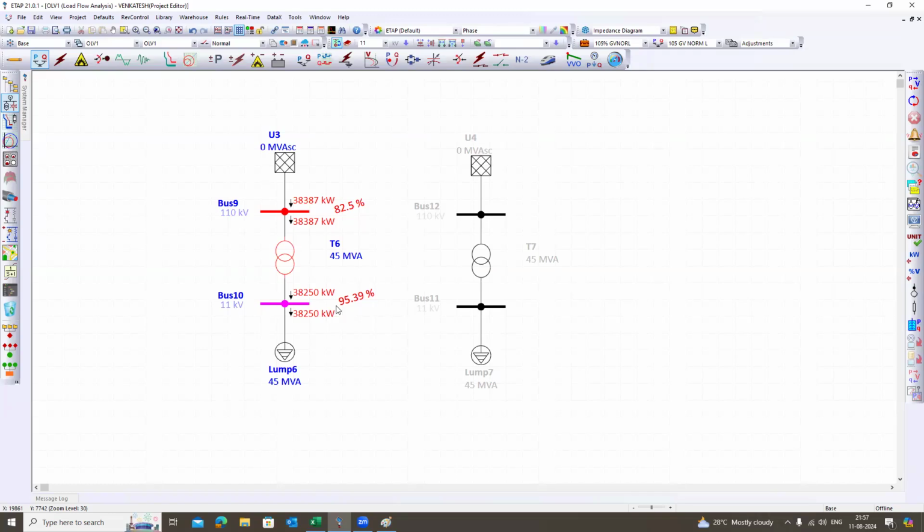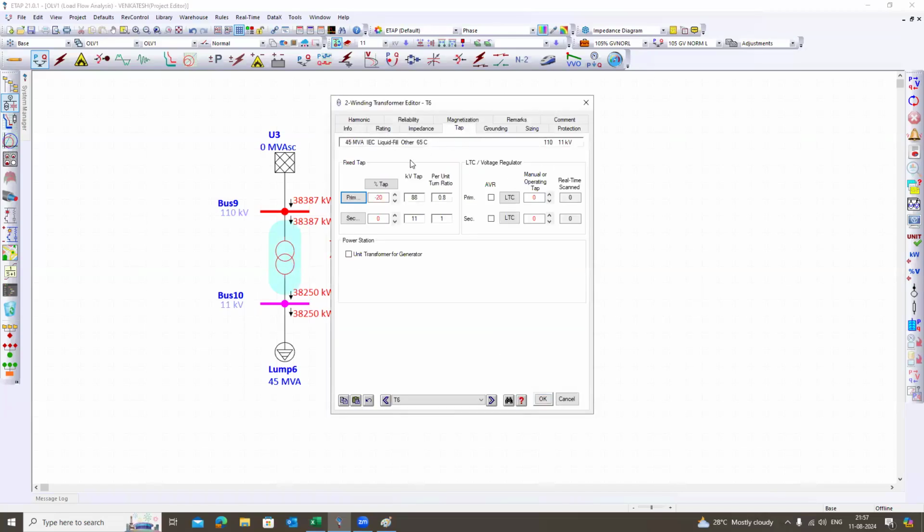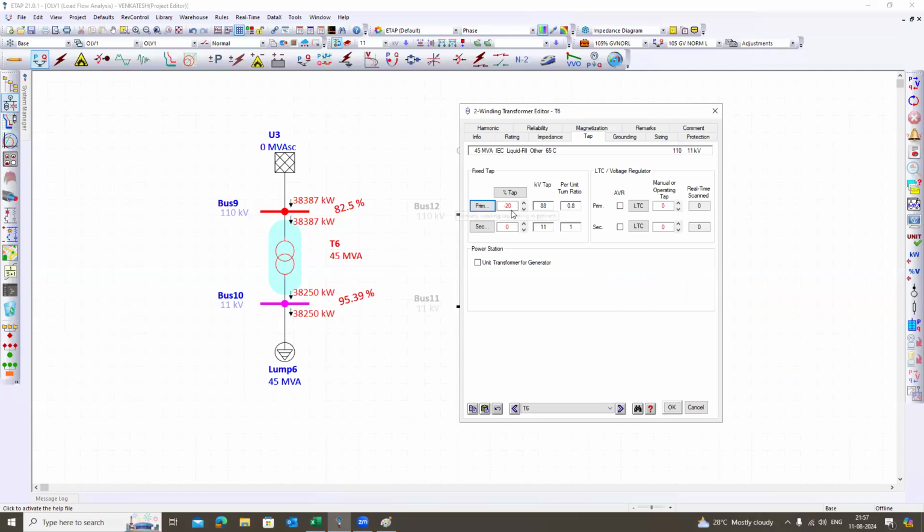In this way, we have to define the positive side as well as the negative side. First, we have to try with the fixed tap. That means on the positive side you have fixed it as 6.25%, whereas on the negative side you have fixed it as minus 25%.